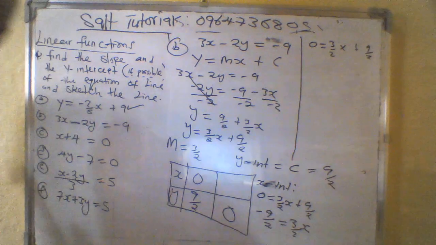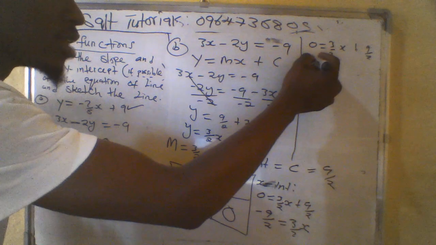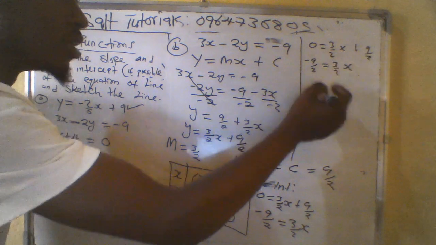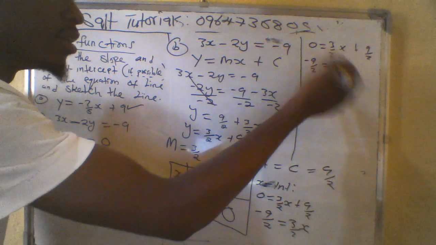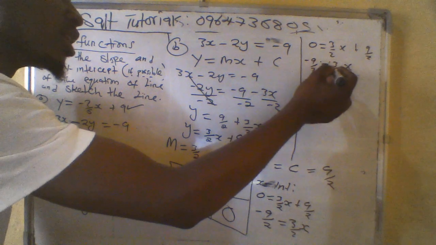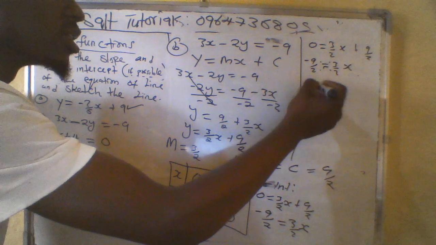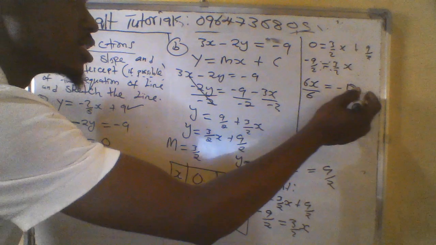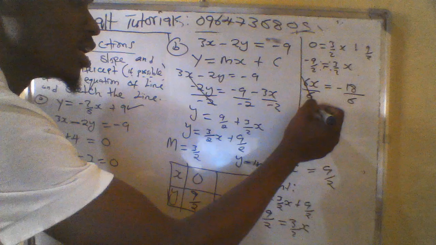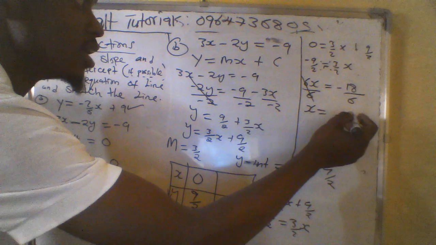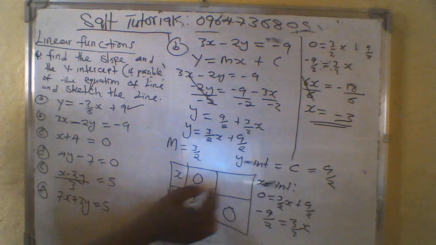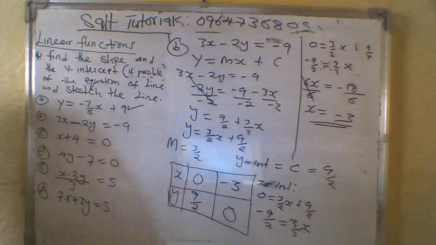I've just taken it on top, so that when this one goes down there, it's -9 over 2 equals 3 over 2x. So multiply everything, or by cross multiplication, this will be 6x equals -18. So I divide by 6, divide by 6, and x will be equal to -3. This is what I'm going to have. So it means that the x-intercept here is -3.